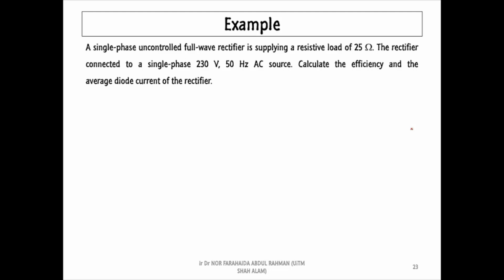Now, let's try to solve one example question. Usually, I will circle all important information given in the problem. From the statement, I know that this problem is related to a single-phase, uncontrolled full-wave rectifier with a resistive load of 25 ohm. The AC source of the rectifier is 230 volt supplied at 50 Hz. Based on this information, we need to find the efficiency and the average diode current of the rectifier.